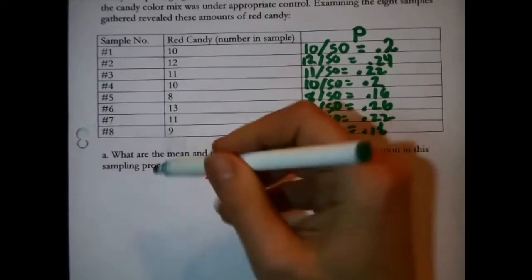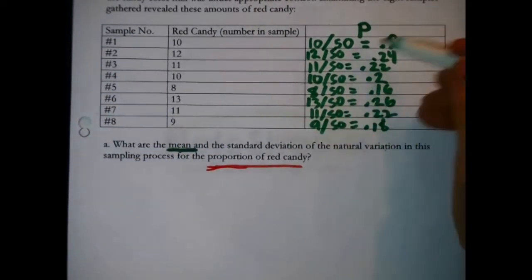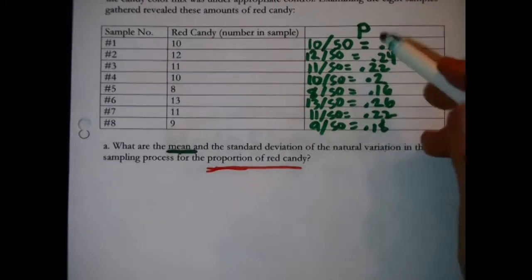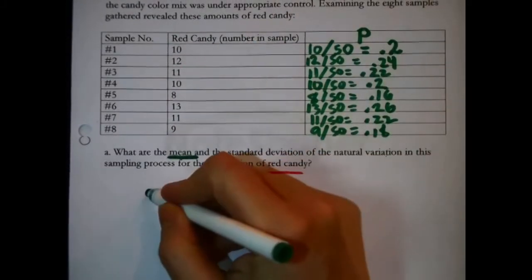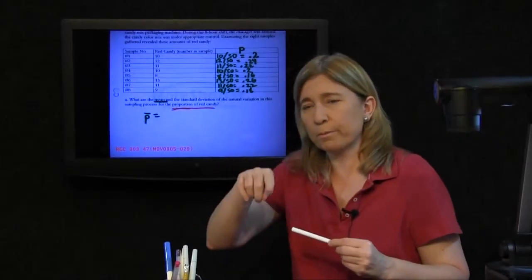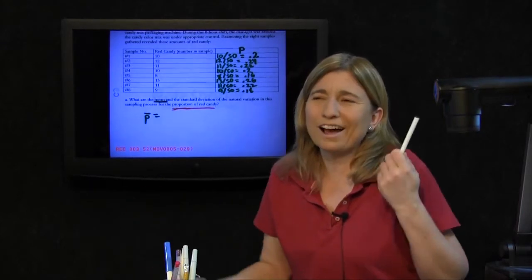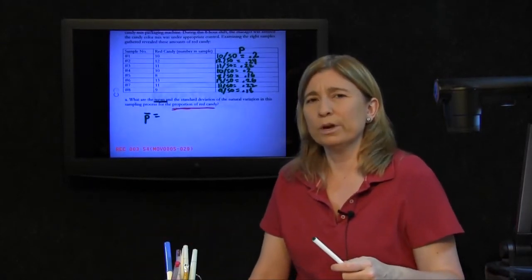Now, what's the question we're trying to ask? First off, what is the mean of this natural variation? We say natural variation because we know the process is in control. That is also known as P bar, right? P is for proportion, bar is for average. What the question's asking is what's the average proportion that we observed?